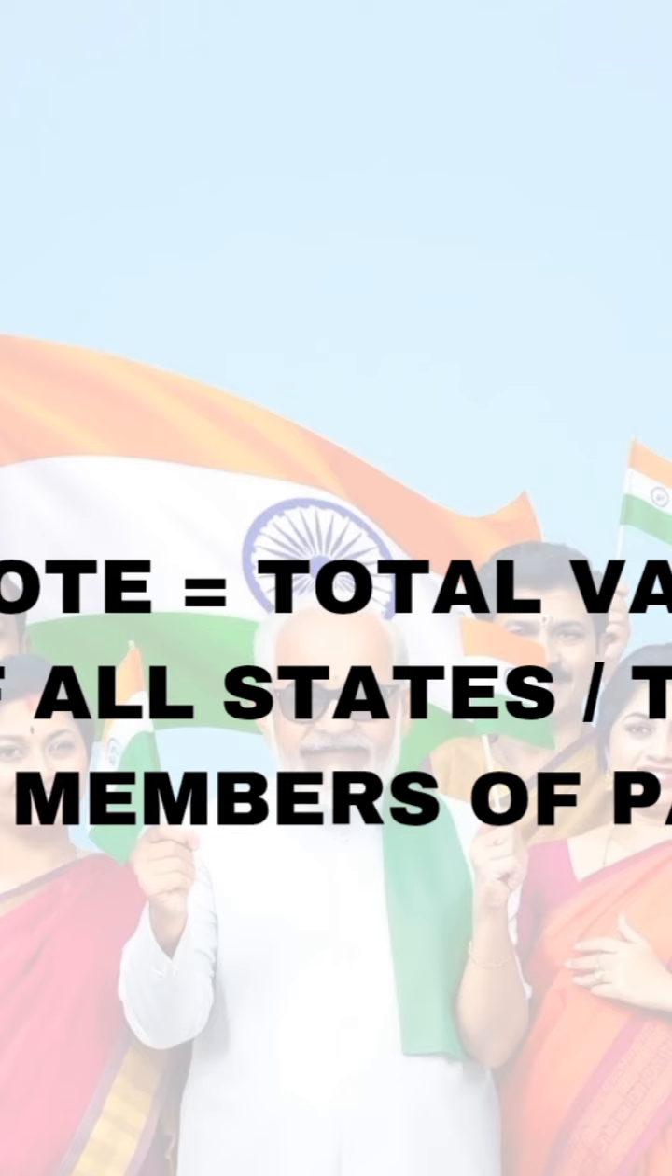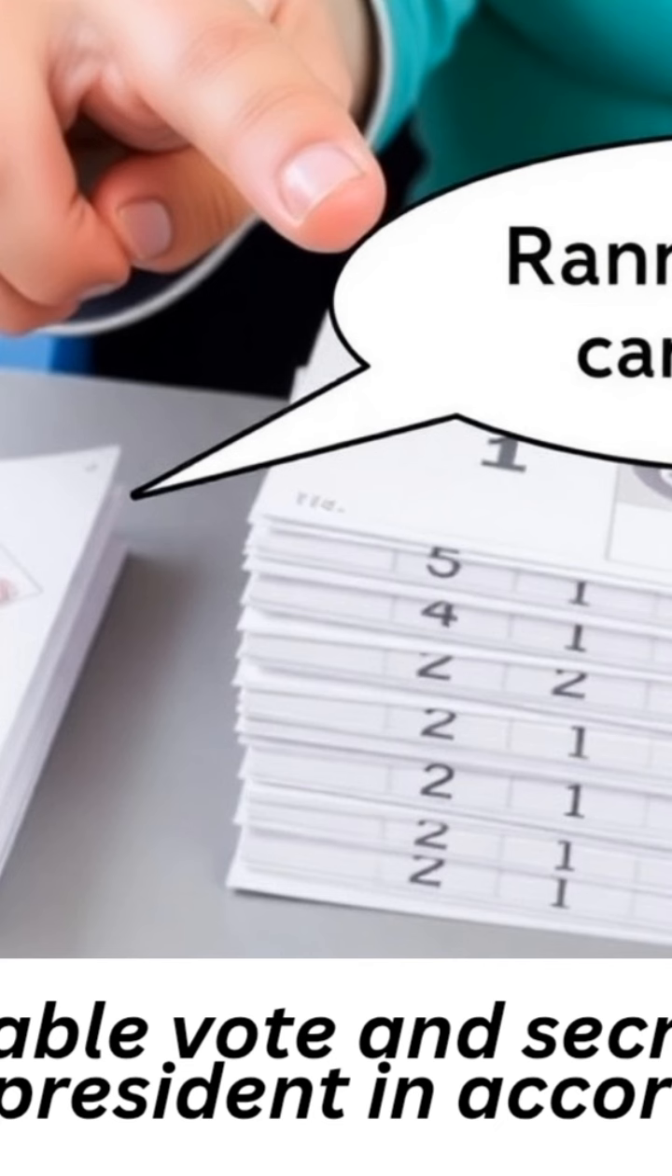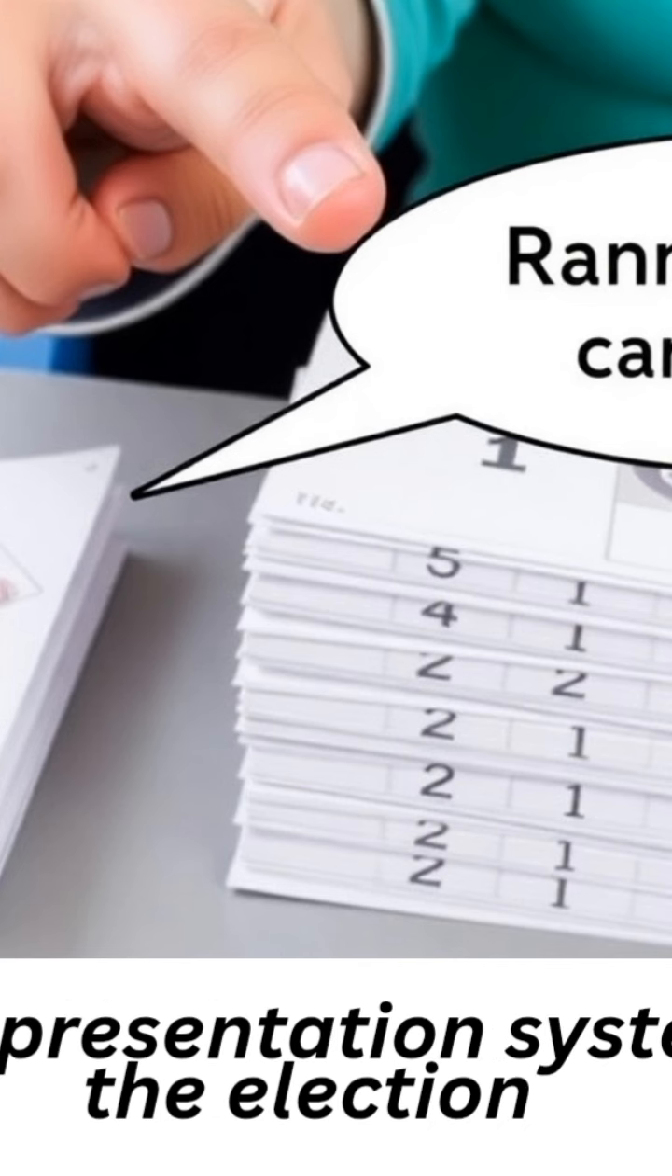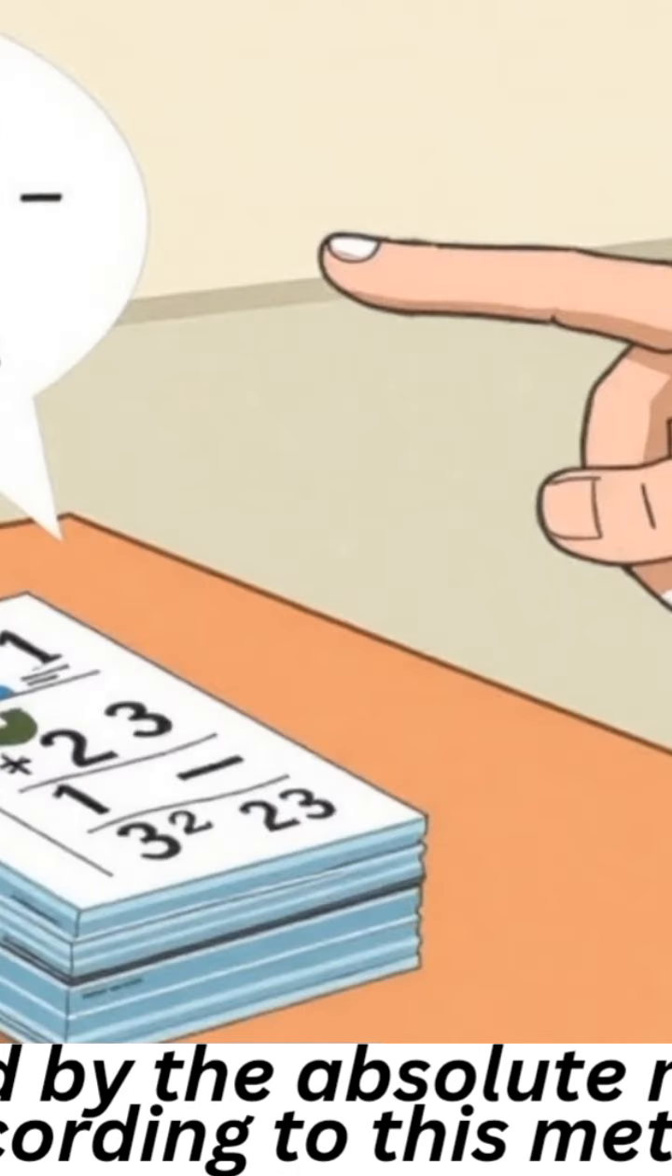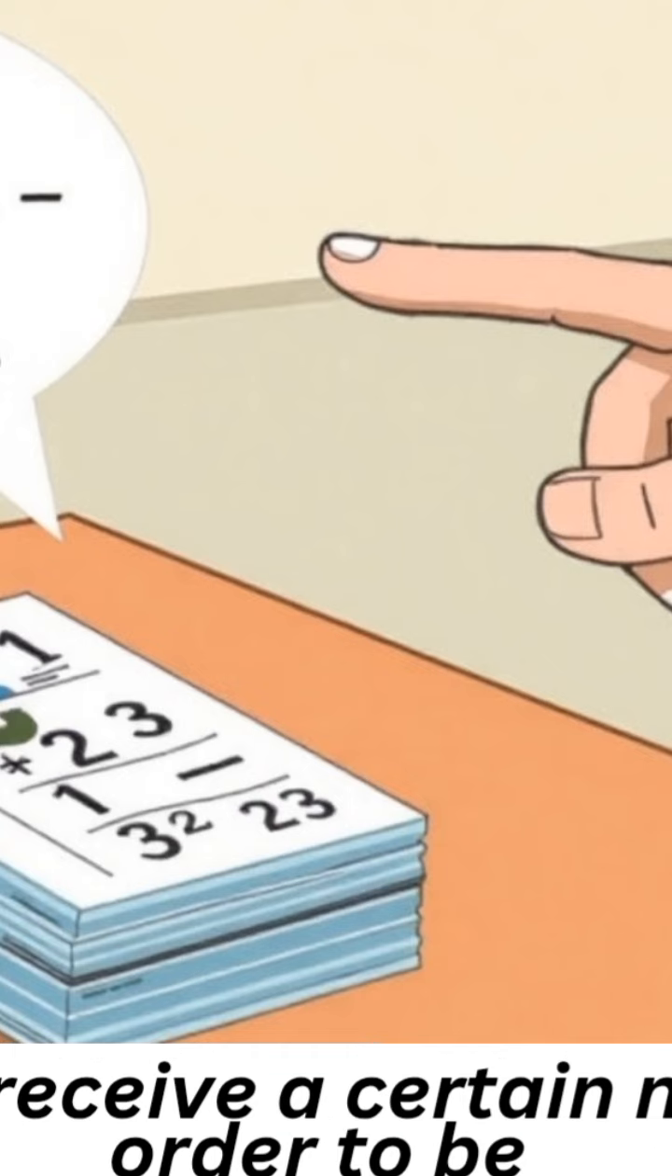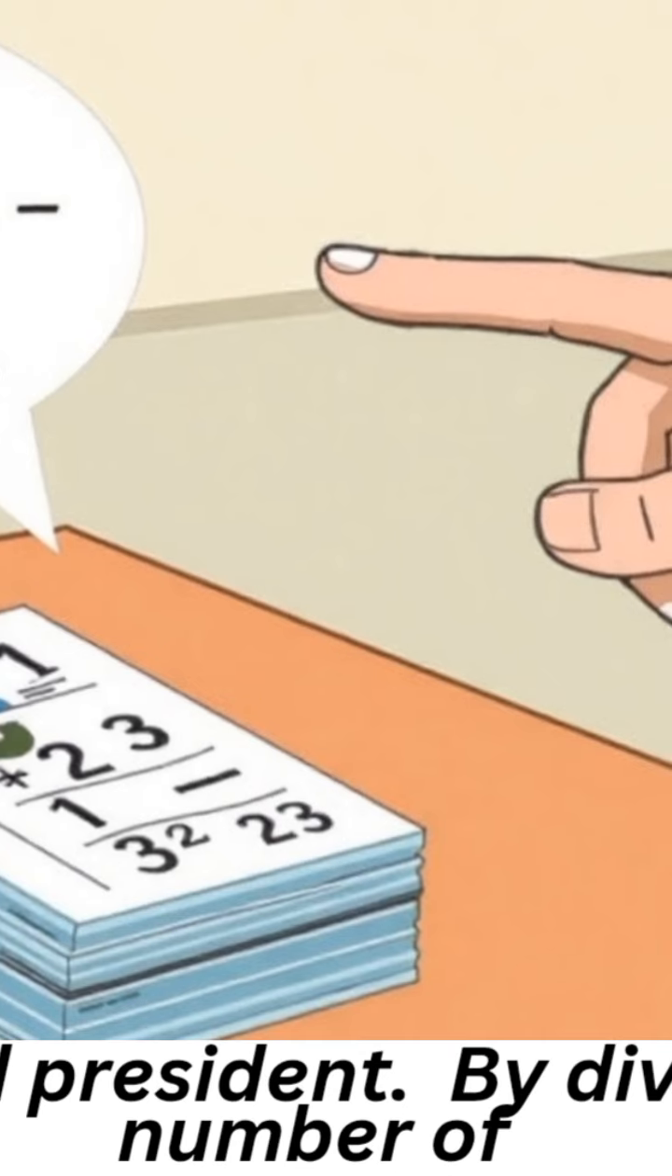The single transferable vote and secret ballot are used to elect the president in accordance with the proportional representation system. The winner of the election will be returned by the absolute majority of votes according to this method. A candidate must receive a certain number of votes in order to be declared elected president.